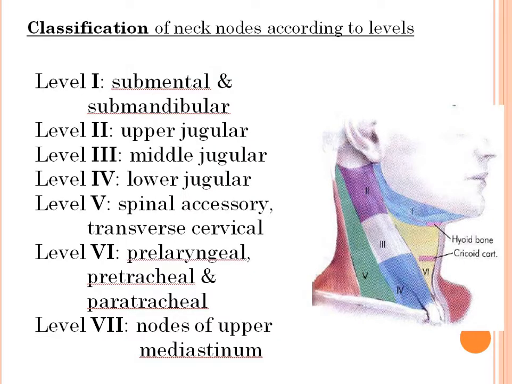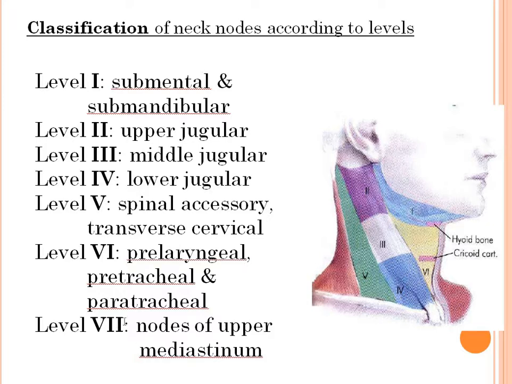Now the classification of the neck nodes according to the levels. Level 1 there are submental and submandibular. Level 2 there is upper jugular. Level 3 middle jugular. Level 4 lower jugular. Level 5 there is spinal accessory and transverse cervical. This area is the spinal accessory and the transverse cervical. Level 6 is the pre-laryngeal, pre-tracheal and paratracheal.